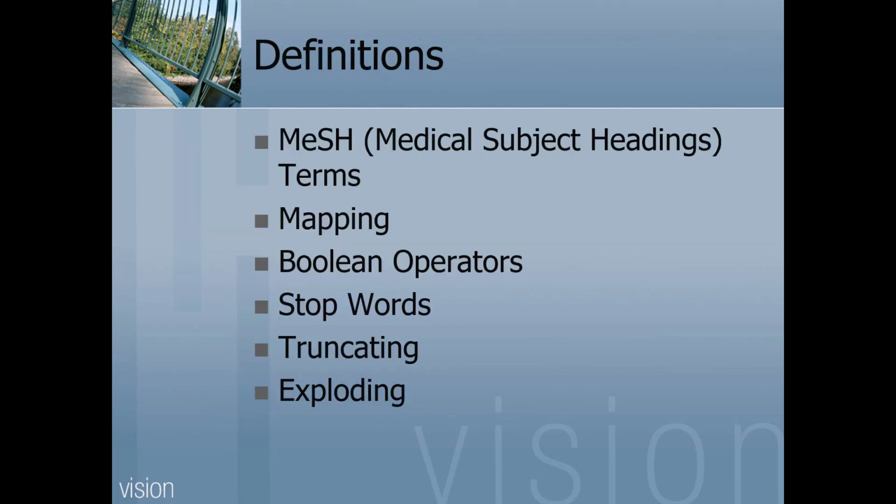Before we continue with this lecture, you should familiarize yourself with these terms. These terms will help you to better understand the literature searching process. A MeSH term. MeSH stands for Medical Subject Headings. MeSH terms are the National Library of Medicine's controlled vocabulary of biomedical terms. These terms are used to describe each journal article in Medline. A few examples of MeSH terms are ankle and tarsal bones.